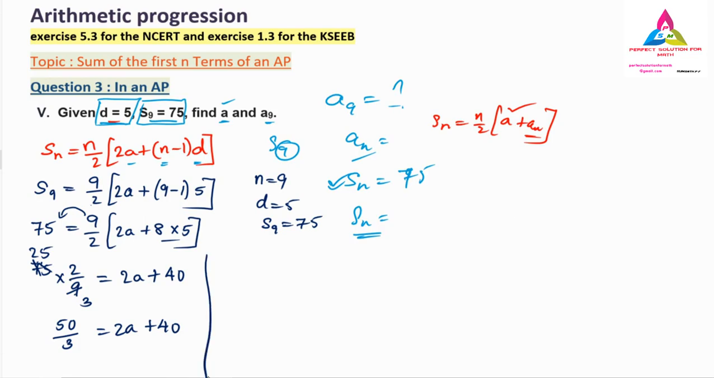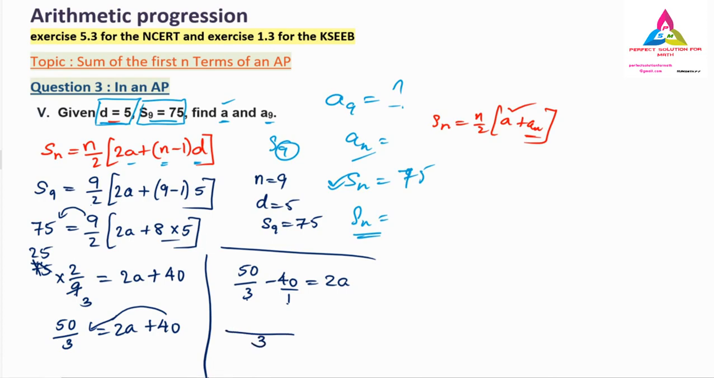So next what we will do, this 50 by 3 we will write down as it is. This 40 we have to shift to the other side, so minus 40, that is equal to 2a. Now at the bottom we have 40 by 1. So the LCM of 3 and 1 is 3. We will write down the LCM.